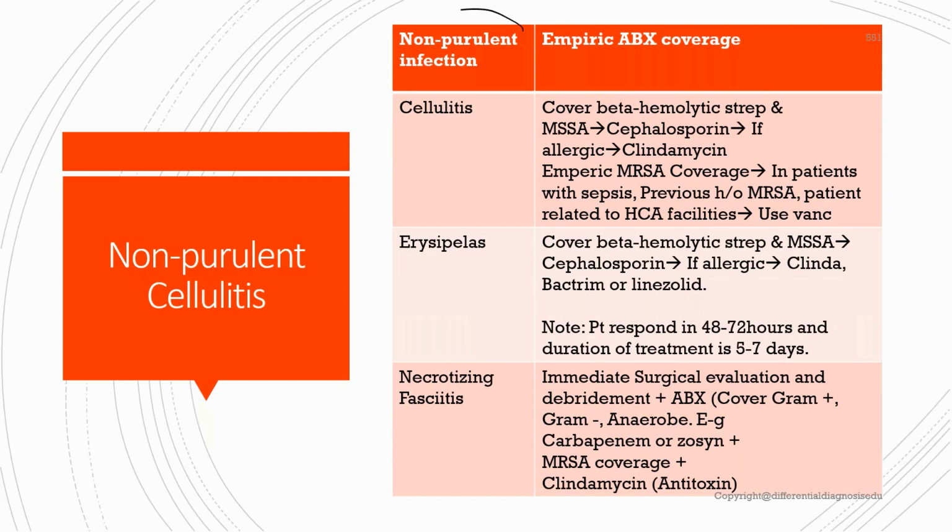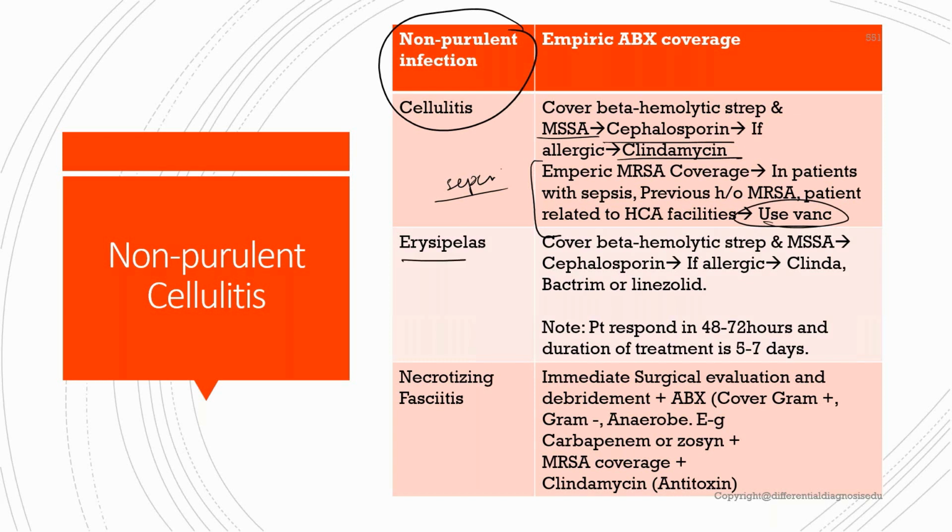So if it is a non-purulent infection, the most common organism you have to cover is beta hemolytic strep. And if it is MSSA organism, methicillin sensitive, then you can use methicillin, you can use cephalosporin. If the patient is allergic to cephalosporin, use clindamycin. But let's say if the patient is septic and has history of MRSA infection in the past, then you can add MRSA coverage too with vancomycin.